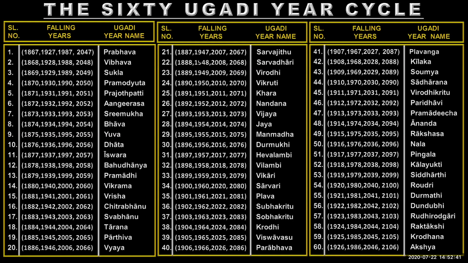I was born in 1938. And it can be seen here, 1938 is here. That is in Bahudhanya year. Therefore, in 1998, my 60 years Shashtiabdha was over. And in 2018, Shathaabhisekam was over. So the next one is 2059.